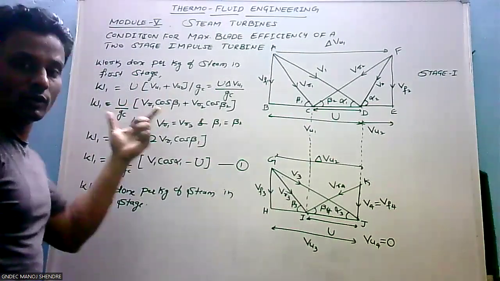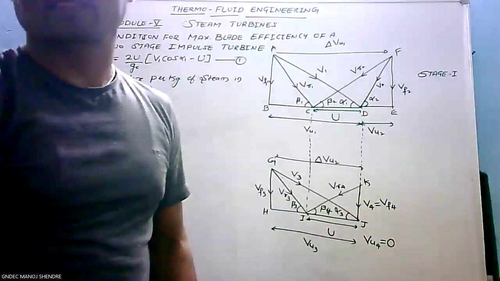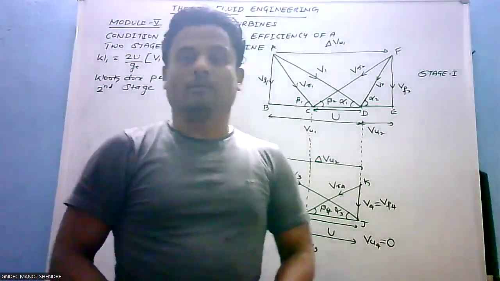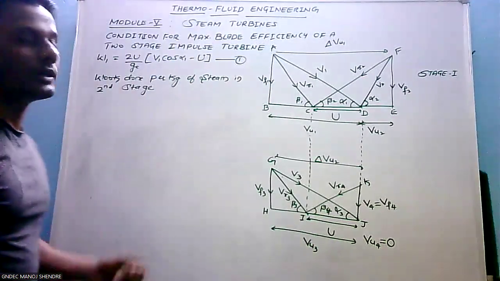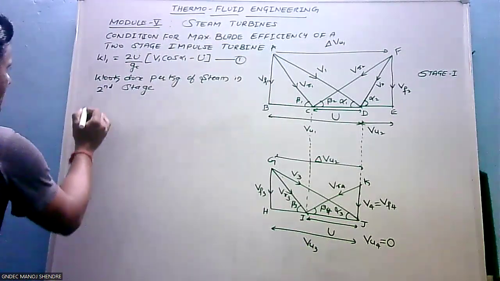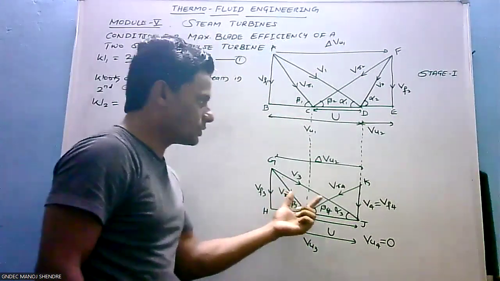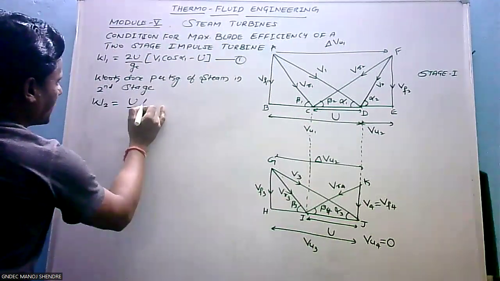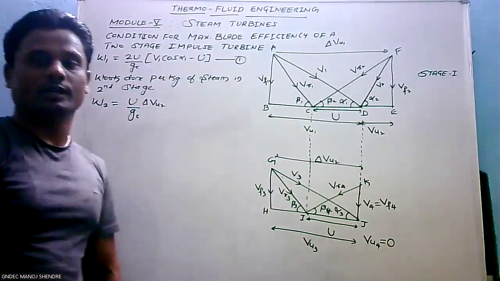Okay, we'll write it on the top since there is a constraint for the space. Let us obtain the equation for work obtained from the second stage of moving blades, right? So work done per kg of steam in the second stage of moving blades, let us take it as W2, which equals U by GC into delta VU2.